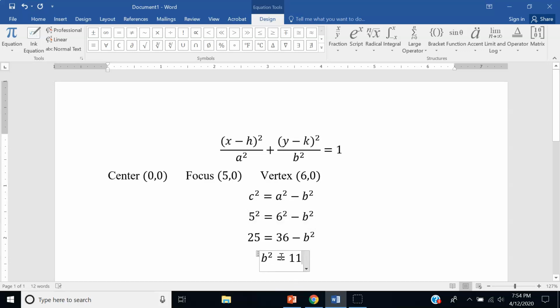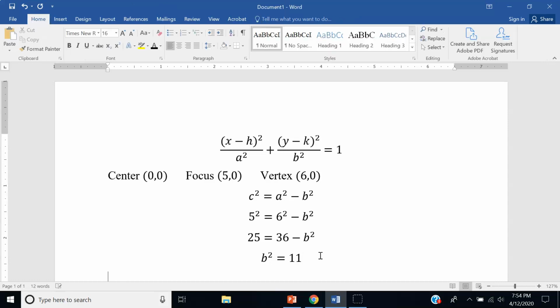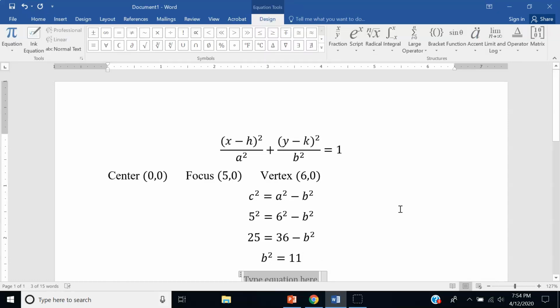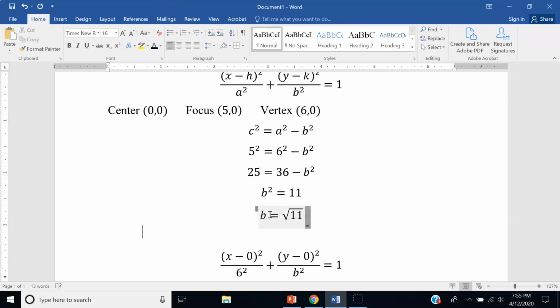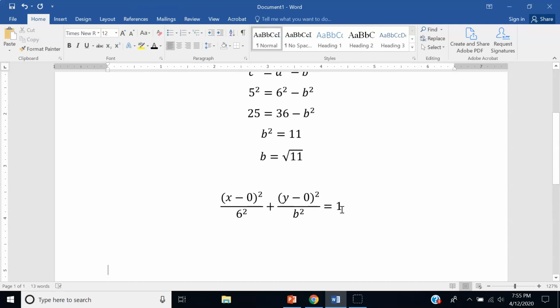Now notice that's b squared. That is not b. B is the square root of 11. I don't really need to even write the square root of 11 as b because the equation takes it as b squared anyways. But I'll write that for the sake of seeing that b is the square root of 11. So this is the equation we have with b equaling square root of 11, or b squared equals 11.